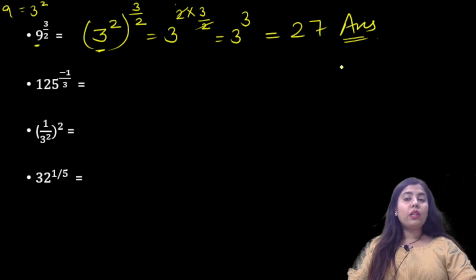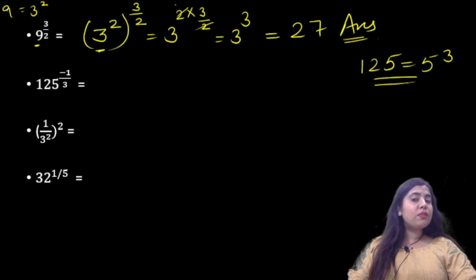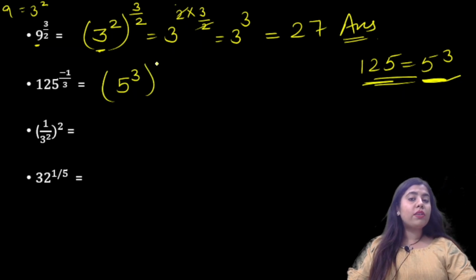Now you know that 125 is equal to 5 raised to the power 3. 5 into 5 is 25, 25 into 5 is 125. So we can use 5 raised to the power 3 in place of 125, right? I am just putting this. 125 is 5 raised to the power 3 and this whole raised to the power minus 1 by 3.